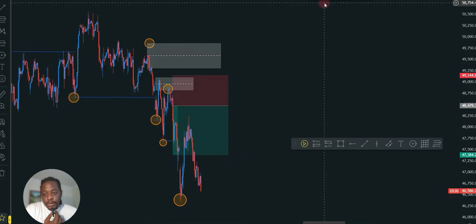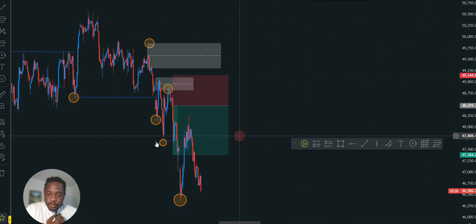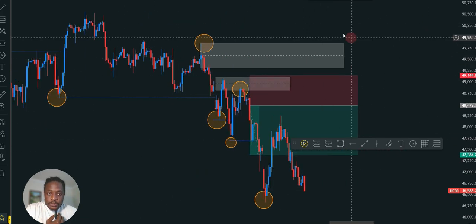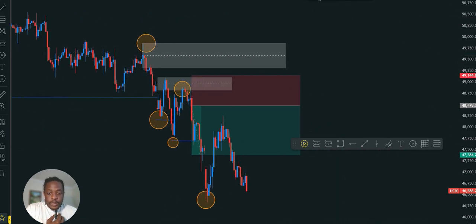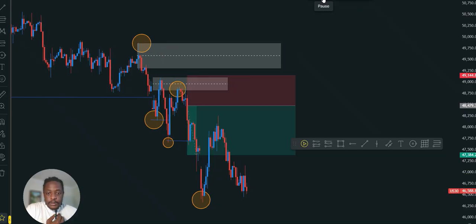I'm not saying there's not a lot more that goes into wanting to enter, maybe a lower time frame confirmation, all of that. But just for the sake of this info, the sake of market structure, I'm just trying to show you what it is all about. Swing highs and swing lows. It's not complicated.